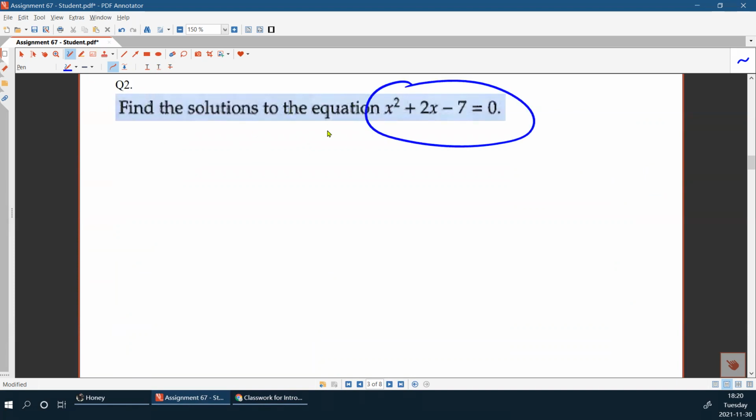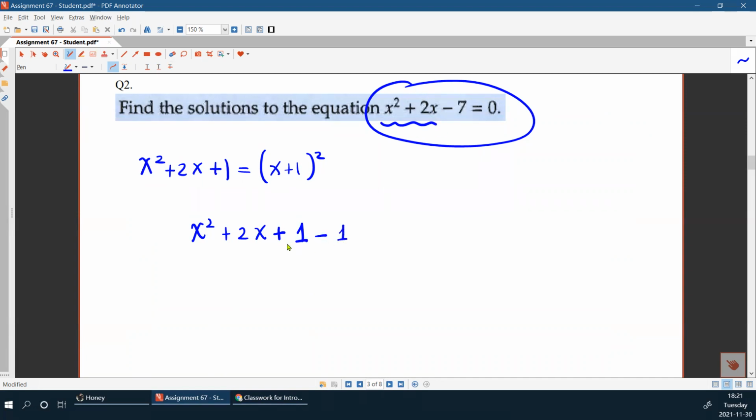So let's have a look at question 2. Note here, according to the formula, x squared plus 2x plus 1 can be rewritten as (x plus 1) squared, right? So if you want to solve this by using the completing the square method, first of all, we need x squared plus 2x, which are already there, and we need another term that is 1. But note there is no 1 in the original equation, so we need to subtract it.